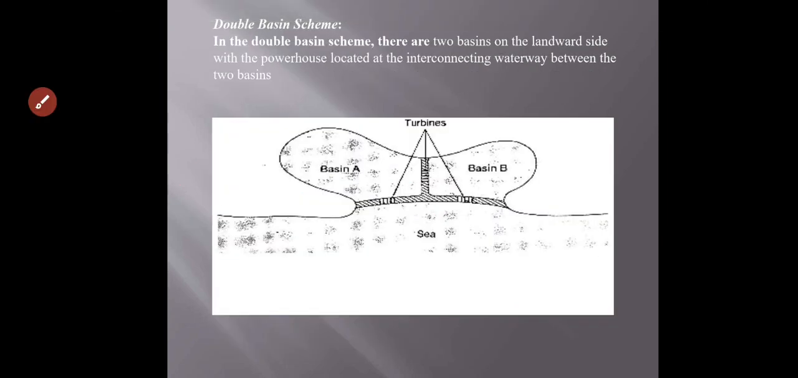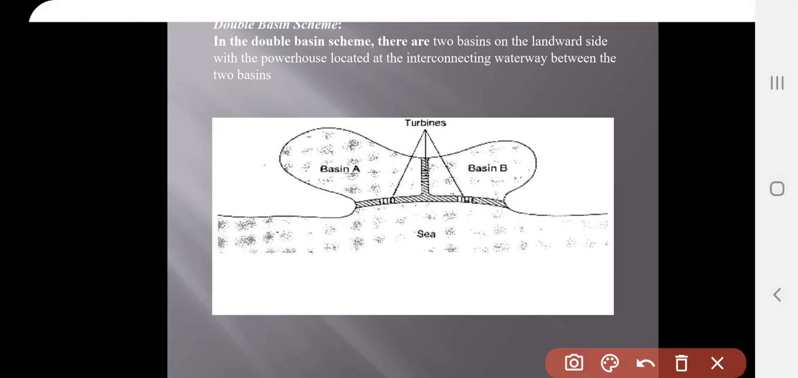Next, double basin scheme. In double basin scheme, there are two basins on the landward side with the powerhouse located at the interconnecting waterway between the two basins. Here is the two basin diagram. So this is basin A, basin B, two basins. This is the C, and this is the turbine. In this two basin system, we are doubling the basin.